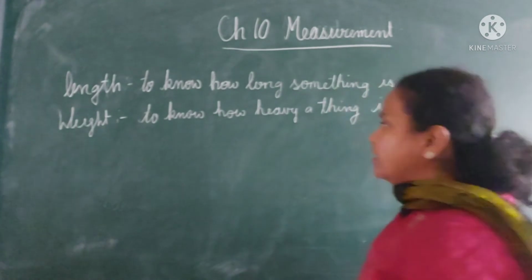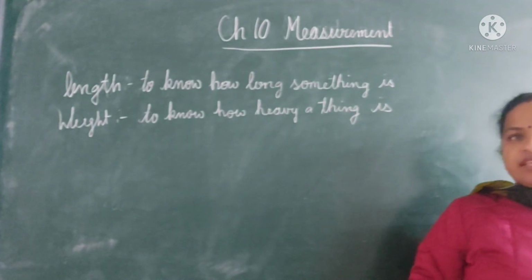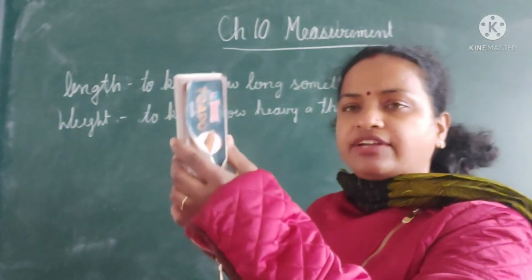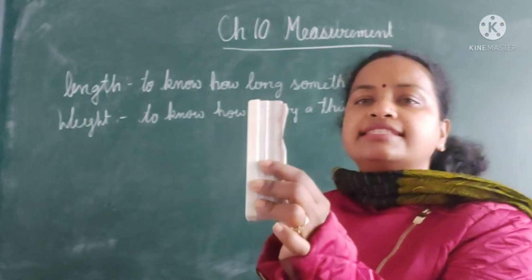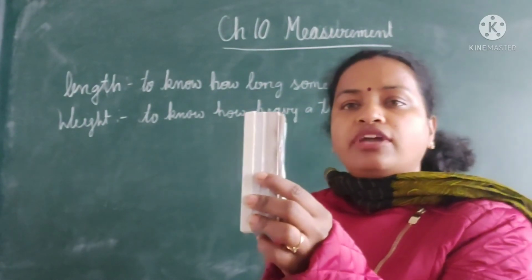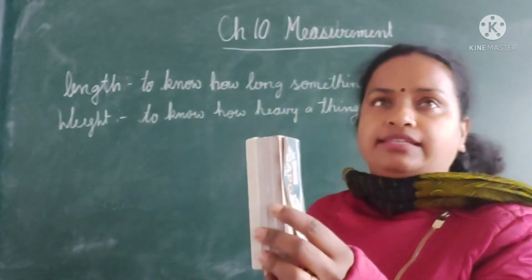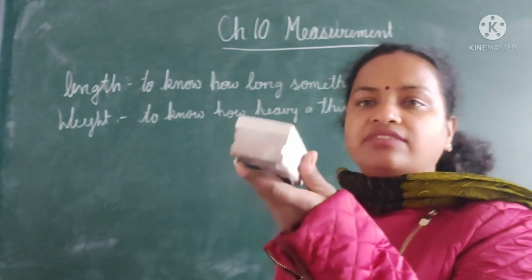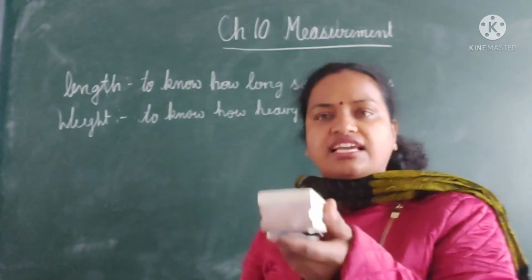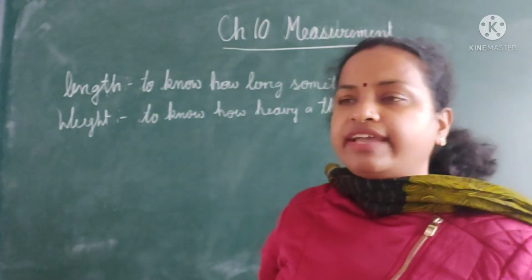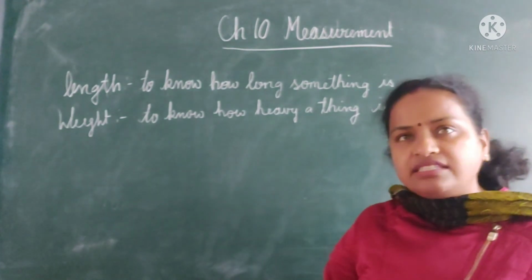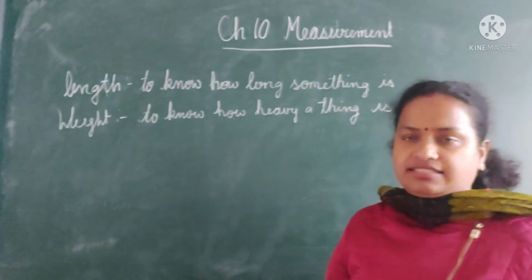With the help of weight, you will come to know how heavy something is. Suppose you are holding this duster. What is the weight of this duster? As it is a thing, it will have some weight. How much weight, we calculate by a measuring balance, beam balance or physical balance. So what is weight? How heavy a thing is. What is length? How much distance there is in it.